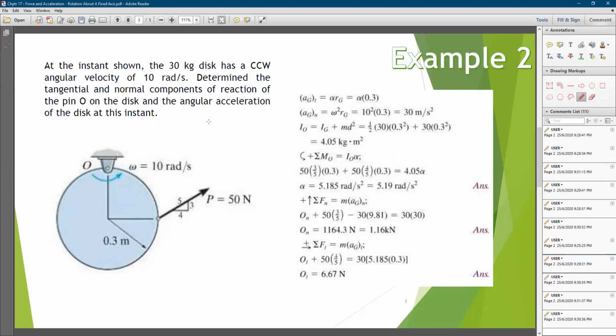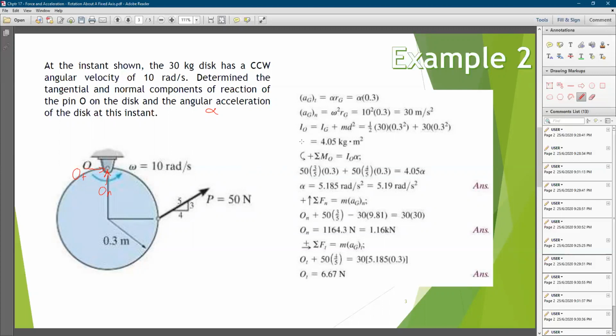Okay, the angular acceleration of the disc at this instant is alpha. The tangential and normal components of the reaction, which we can put like that, are O_N and O_T, the normal and the tangential component on this particular pin at point O.